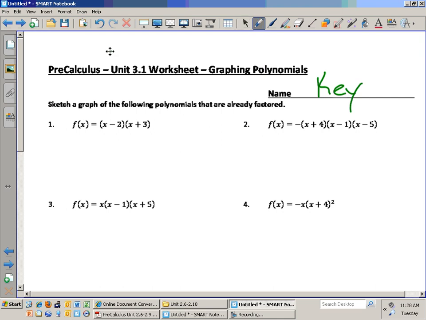And what we want to do is we want to be able to make these graphs. And first thing you need to do is you need to identify the degree, then the number of roots, and I would say the direction. So that's going to help us.